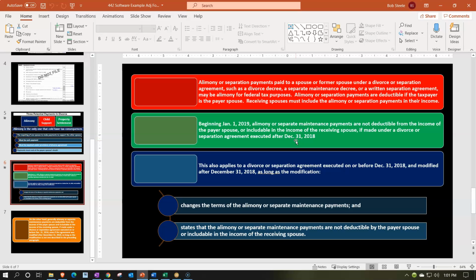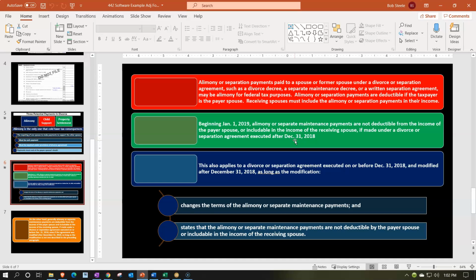And then if it was an agreement made after the cutoff date, then it's most likely the case that the person paying the alimony will not be able to record the deduction for the alimony paid, and the person receiving it will then not have to include it in income. And then, of course, there could be modifications for that.